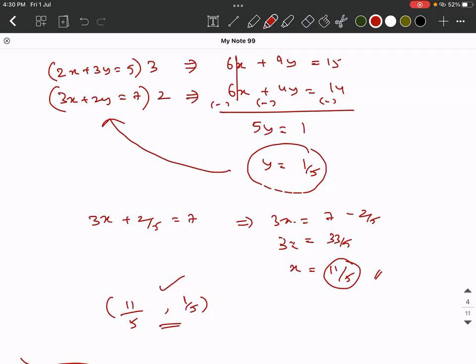So this method of solving is called the elimination method. So solving two linear equations using the elimination method. Why do we call it elimination? Because we are eliminating one variable. Yes. Okay. Easy, no?